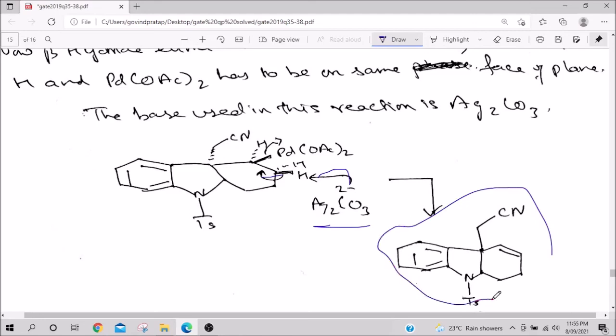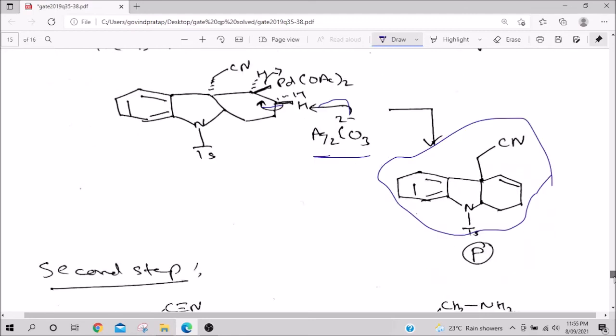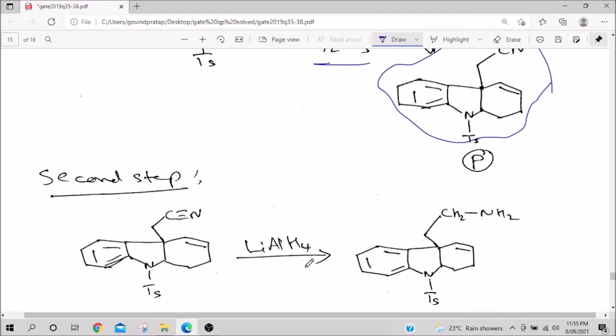So this was a very interesting question, it took some time for me to solve. So this was important. And then what happens? Then you are using LiAlH4. LiAlH4 is a powerful reducing agent, it reduces CN to CH2NH2. TsO minus is not a good leaving group, OTs is a good leaving group because it is stabilized. So it does not even touch here.